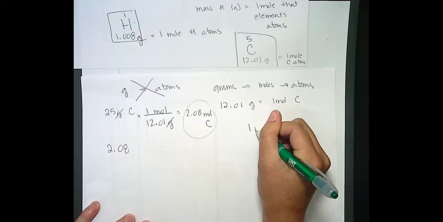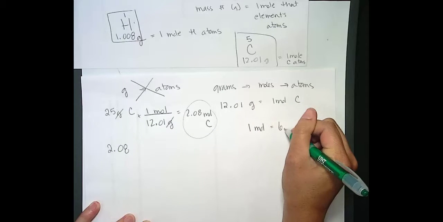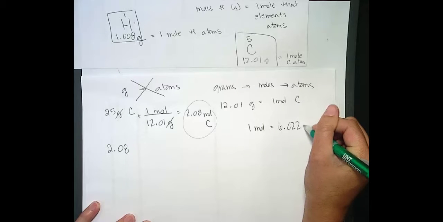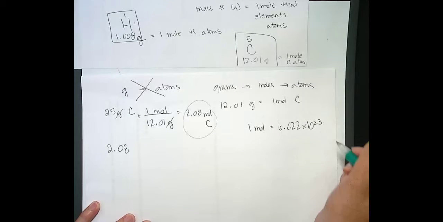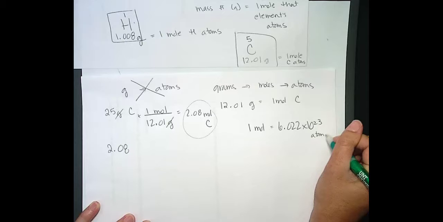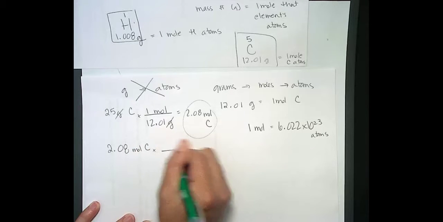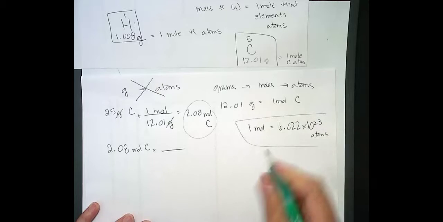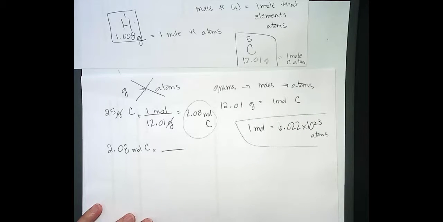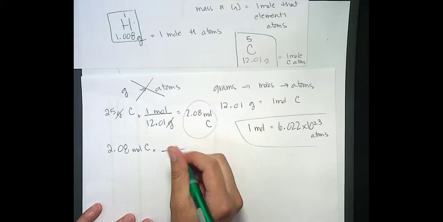So what I need is 1 mole equals Avogadro's number, 6.022 times 10 to the 23rd, in this case, atoms. So this is moles of carbon. Now this conversion is the same for all elements. A mole of anything is this number. It's the mass that's different or unique to each element.